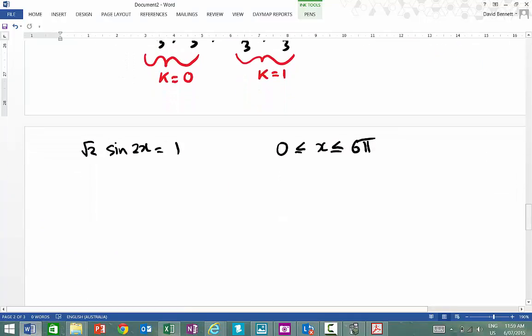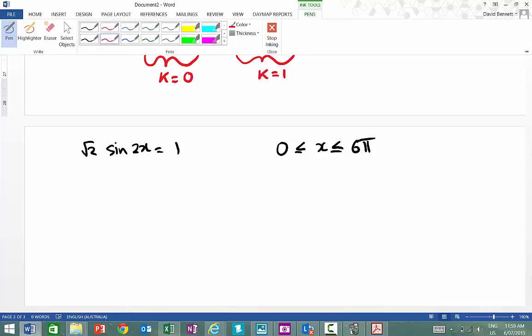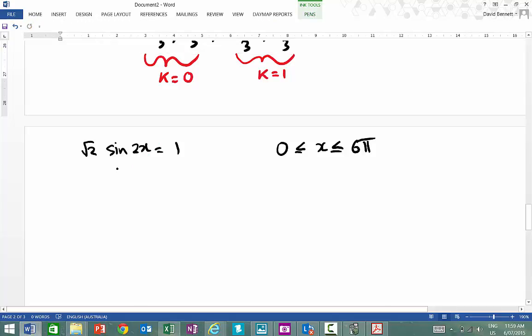This one over here is slightly different, and I need to consider my curve because I've got a 2 in there. I'm going to do the same process though. Let's just do this one here. This is as tricky as they get. Sine of 2x is equal to 1 over root 2. Okay, and that's between 0 and 6 pi.